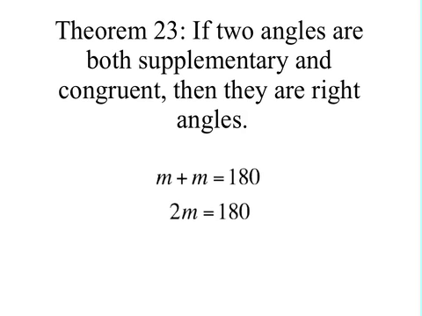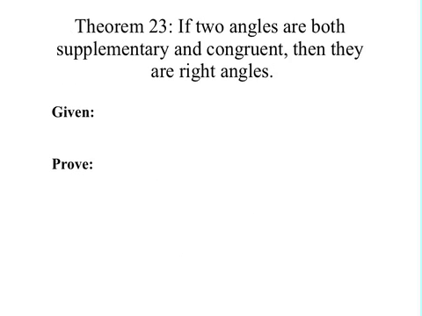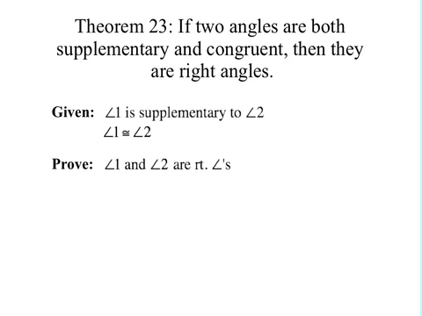And then, of course, that means that 2m is 180, and we divide both sides by 2, and we get that m is 90. And, of course, the definition of a right angle is an angle who has a measure of 90 degrees. We can also write a paragraph proof for this to set it up. We would just need to say that angle 1 is supplementary to angle 2, and that angle 1 is congruent to angle 2, and our job is to prove that angle 1 and angle 2 are right angles.